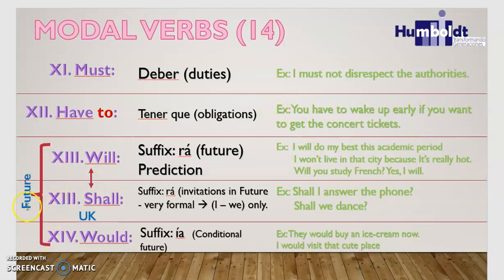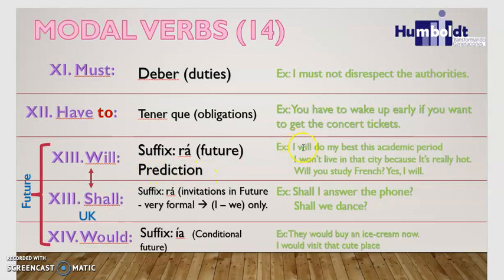The final three ones are used for future. So we have the cousins, los primos, the cousins will and shall. Shall is most used in the United Kingdom, and this is most used in the US, the United States. They are almost the same, but they have a particular difference. It's that shall is more formal than will, of course. Let's speak about will. Will means the suffix ra in future. This is for predictions in the future, of course.